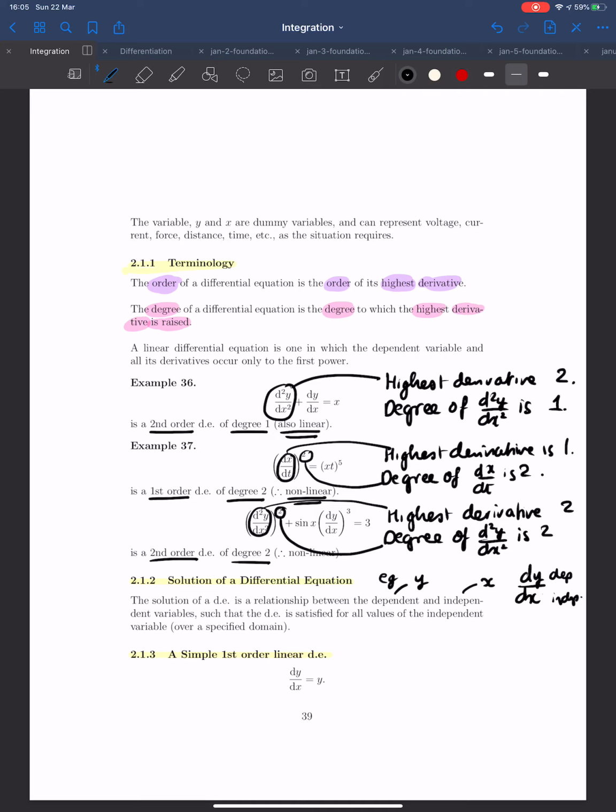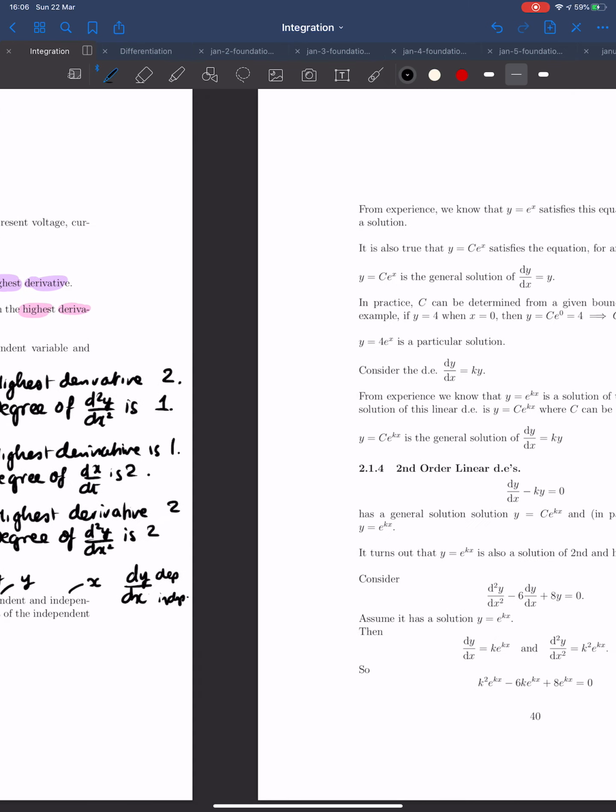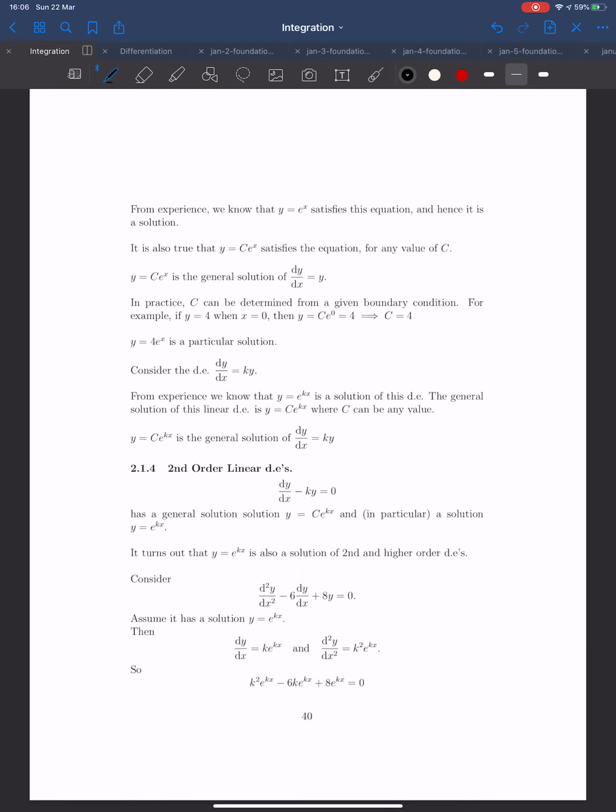Now the way that we do these is dy by dx is y. They say from experience we know that y is e to the power x satisfies this equation, hence its solution. I'll just go into that in a bit more detail here.